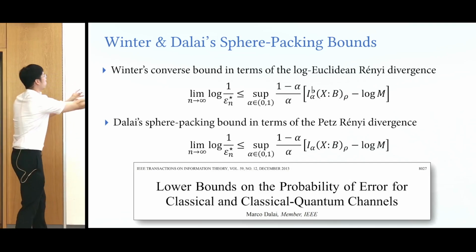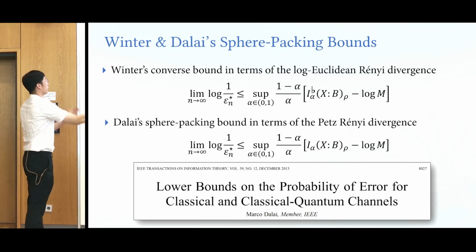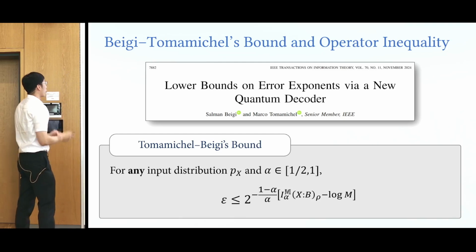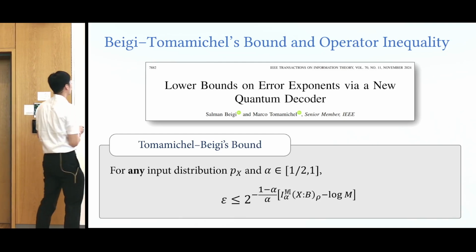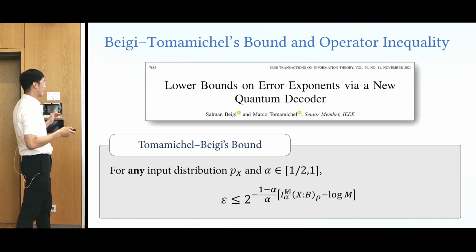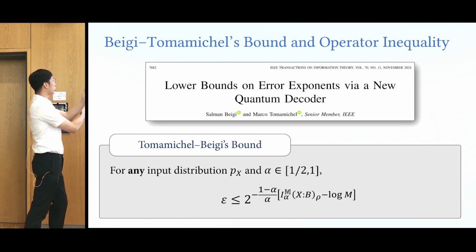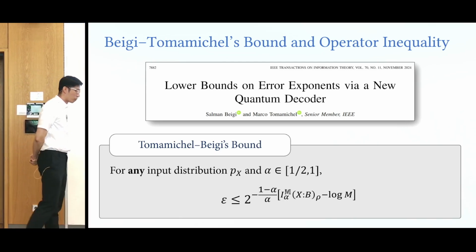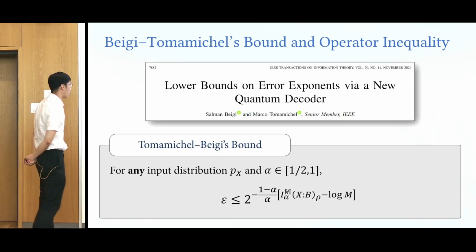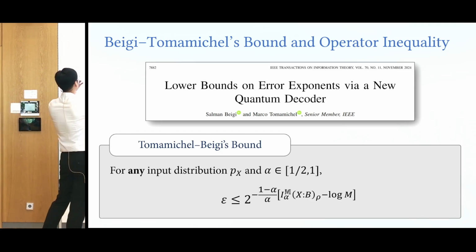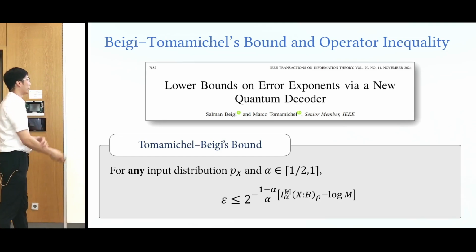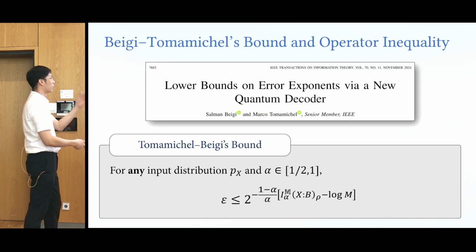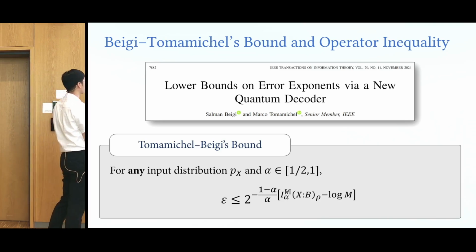So that's why we want to pursue the Pairs Rényi divergence in this form. Later in 2024, Sama and Marco showed a very beautiful one-shot bound. It's very clean because they got constant exactly 1 and it holds for any input distribution. But in terms of the measure, the Rényi divergence is also a one-shot bound. And they use the Beigi-Tomamichel operator inequality. In the commuting case, it exactly covers Gallager's Rényi coding bound, the classical case.